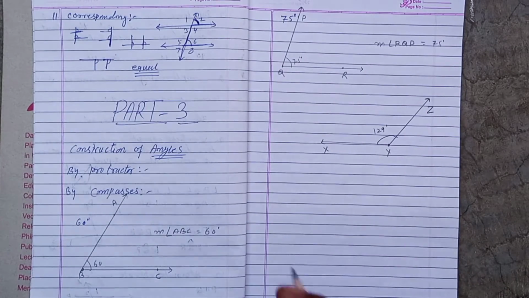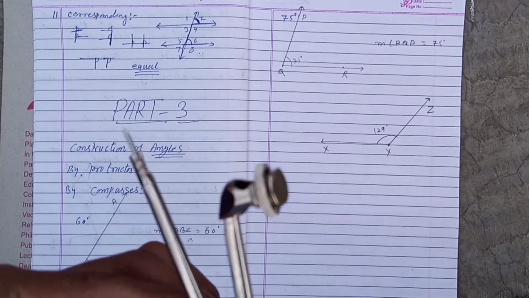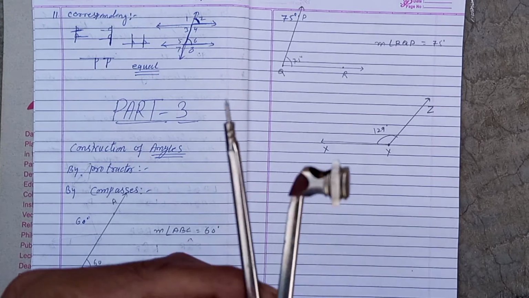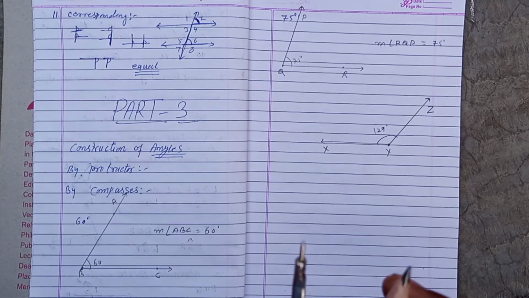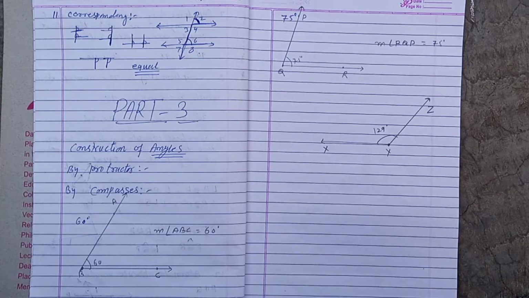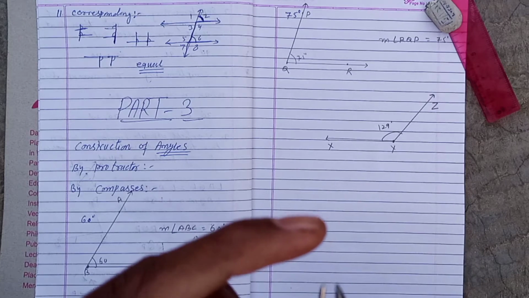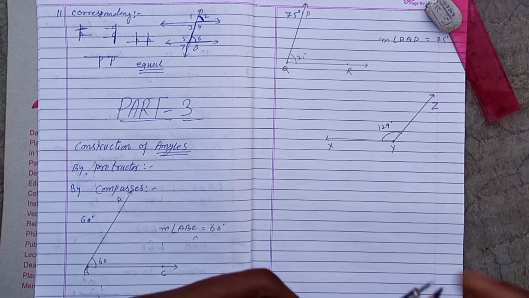Now we are going to number 2, construction of angle using the compass. In the compass, this is called the fixed point, and this is called the movable point. In the movable point, first of all we fix the scale or pencil. With the pencil we tighten it, and we have to keep in mind that the tip of the fixed point and the movable point should be equal. Then we are going to construct.